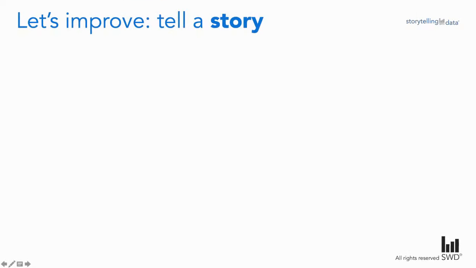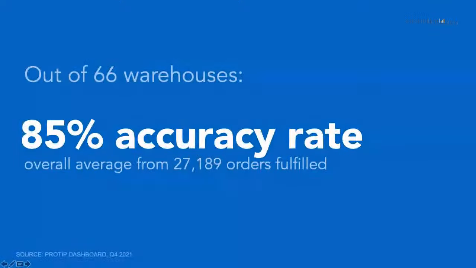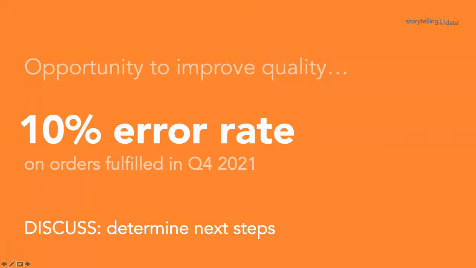So today I'd like to talk about what we found with our overall accuracy rates and talk about some room for improvement when it comes to our error rates. So just to give you a sense of context, overall we have an 85% accuracy rate, and that's across all of the warehouses across the United States. So that seems like a pretty good thing, right? 85% accuracy is close to the target that we shoot for. But when you really start to break this down, that means that there's an opportunity to improve quality because we have a 10% error rate as well.